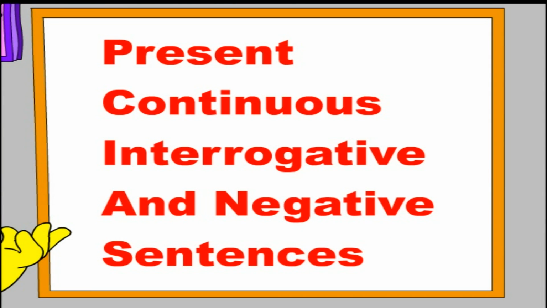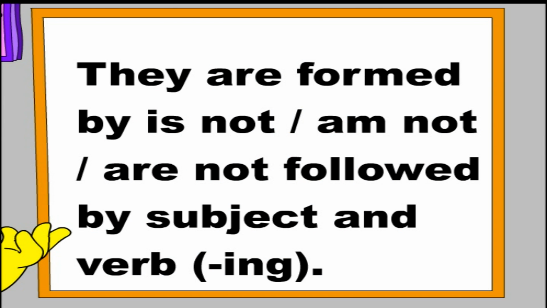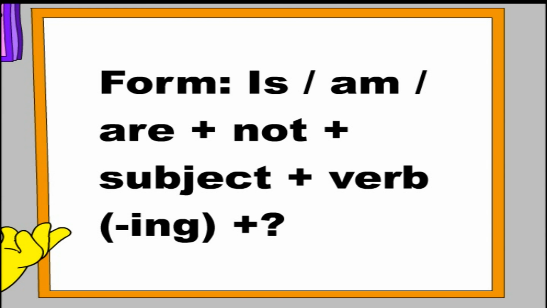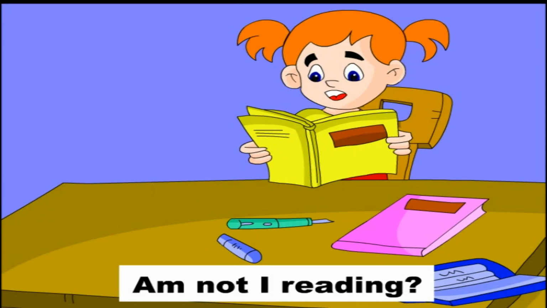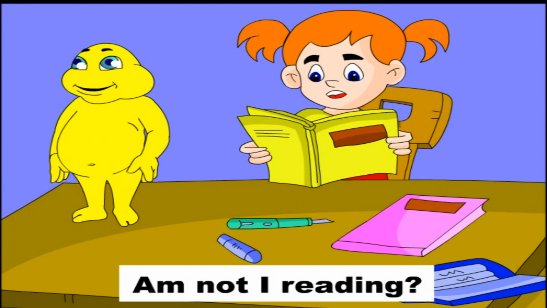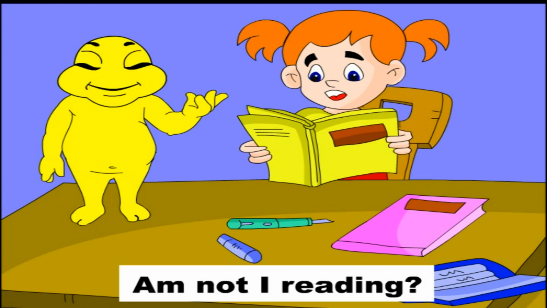Present continuous interrogative and negative sentences. They are formed by is not, am not, are not, followed by subject and verb in the form ing. Form: is, am, are, plus not, plus subject, plus verb ing. Examples: Am not I reading?